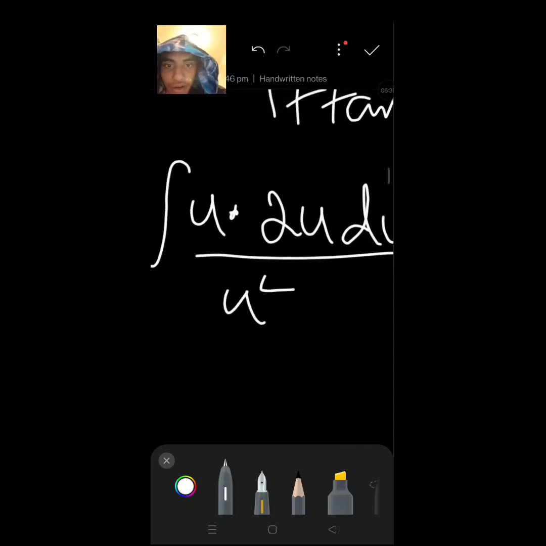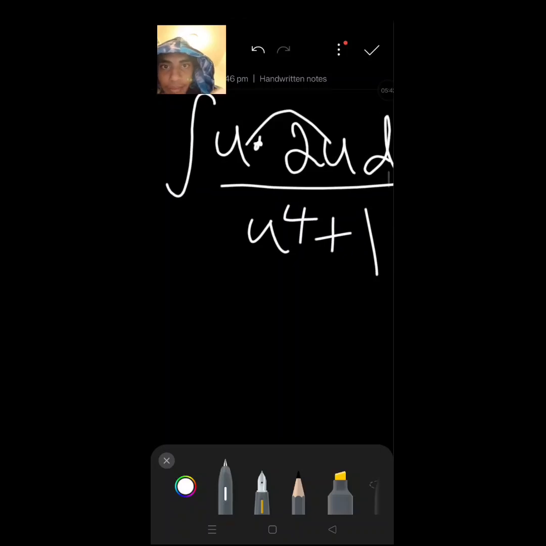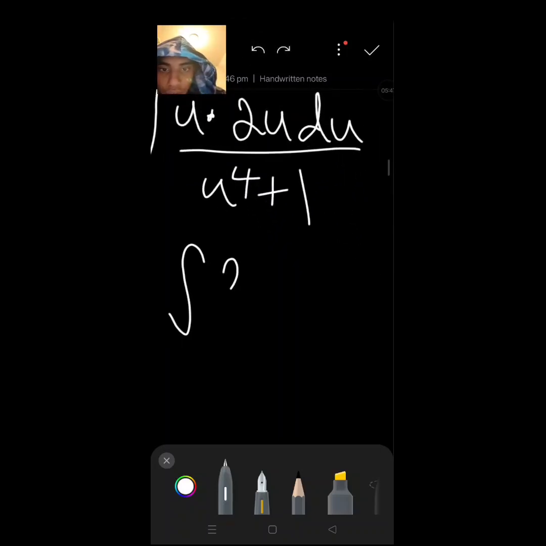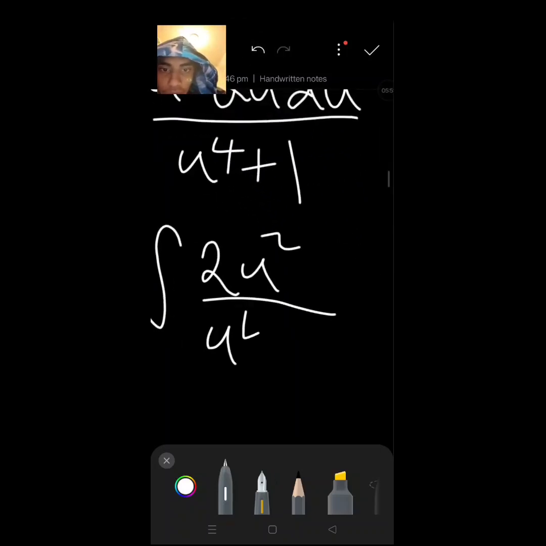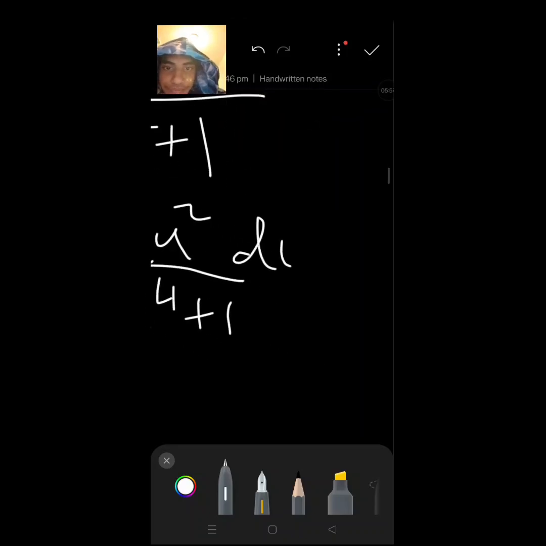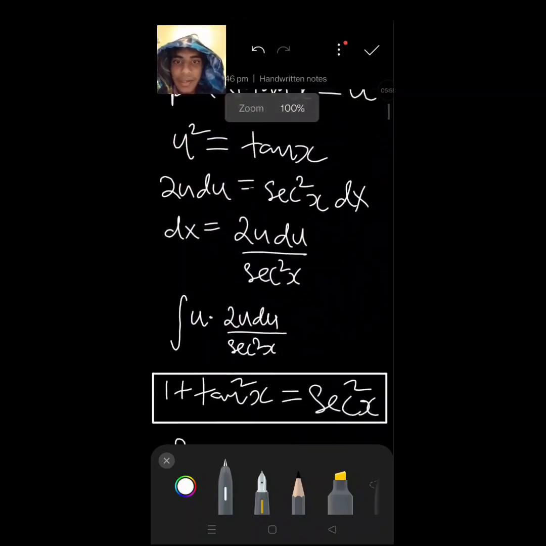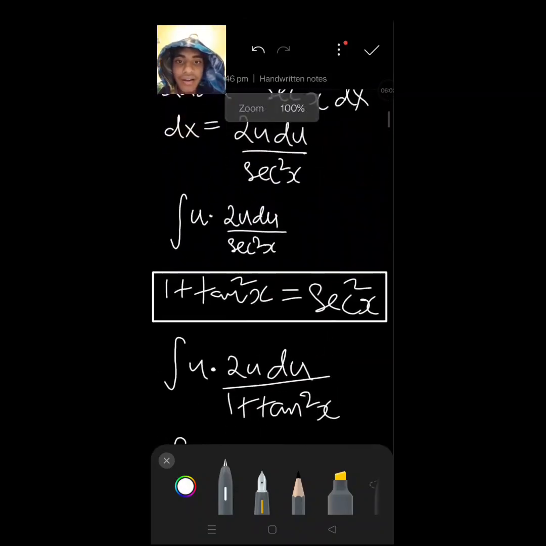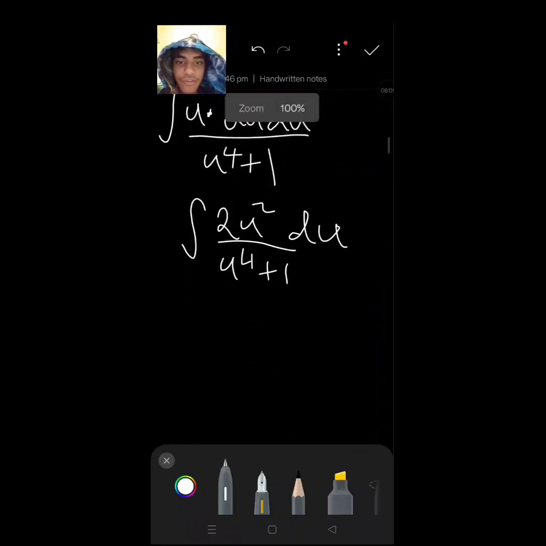So we can say u to the power of 4 plus 1. Again, this u can multiply over here. So we can rewrite it as 2u squared over u to the 4th plus 1 with respect to u. And now, as you can see, we have completely rebranded our integral. It started as root of tangent x, and now it has changed to this wonderful expression over here. This is still a pretty tricky integral. You can't directly solve it.